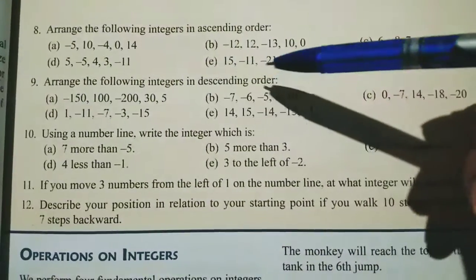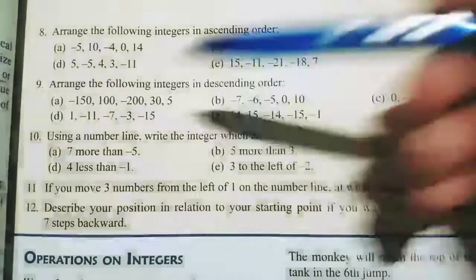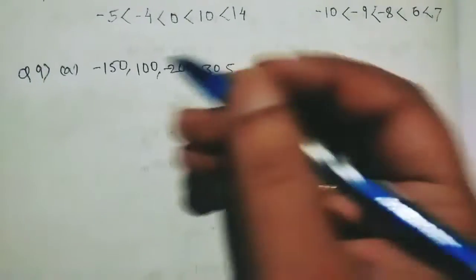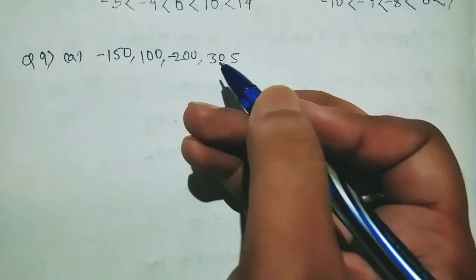Now question number 9. Arrange the following integers in descending order. Descending order means from bigger to smaller. So let's do this. A number. Now students, here minus 150, 100, minus 200, 30 and 5.